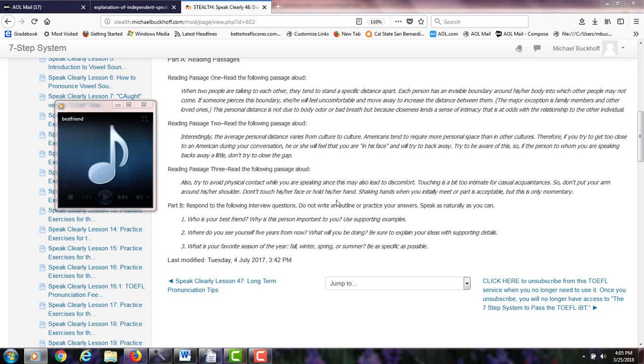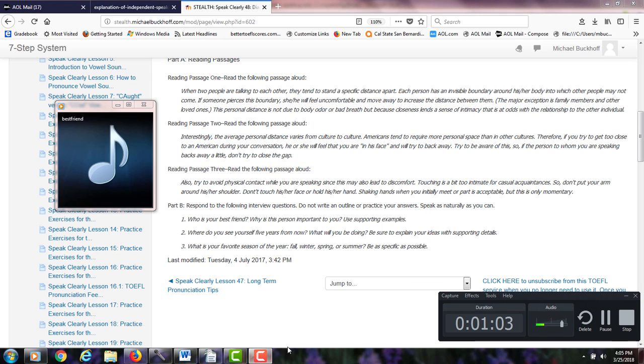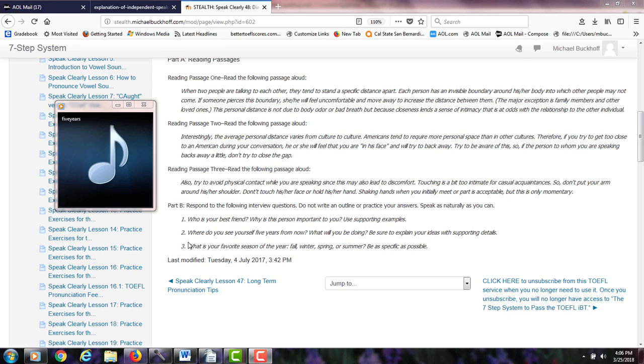For example, right? So you want to make sure you illustrate some of these ideas with details. This also shows me your language use, your control of your vocabulary and your grammar, and how well you can develop an idea. Second question is, where do you see yourself 5 years from now? What will you be doing? Be sure to explain your ideas with supporting details.